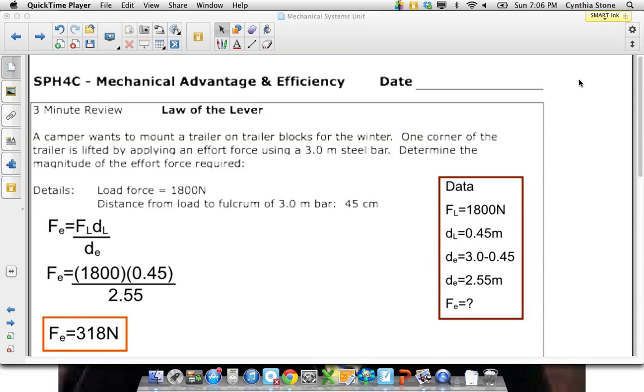Grade 12 College Prep Physics. We're looking at mechanical advantage and efficiency, doing first a little review on the law of a lever.